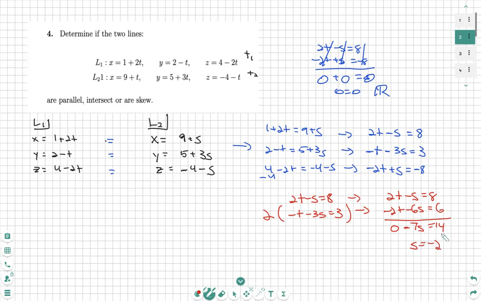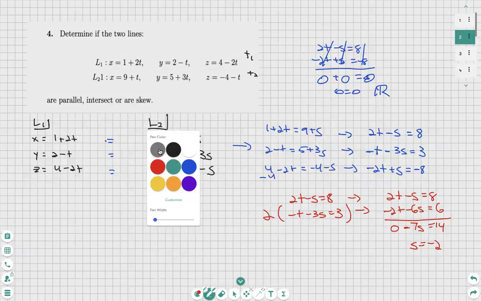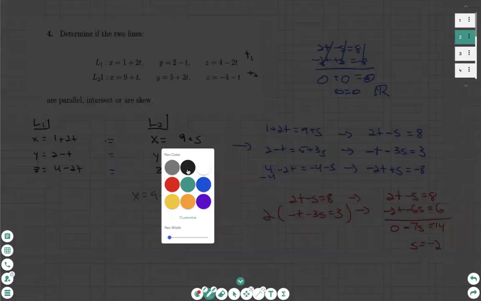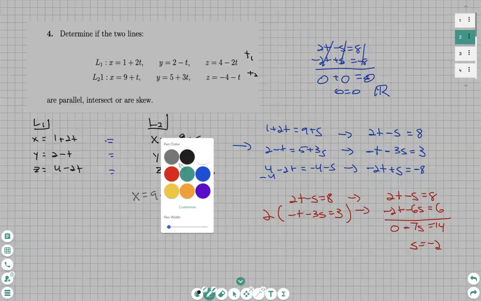Now, when we get to that point, it is very important to realize, well, wait a minute, that doesn't make any sense. S is not what we're solving for. What we need to do now is plug s back into line 2, and we will be able to easily find our intersection point. So we're going to get x is equal to 9 plus, and now we can put in our -2, and we see that x is equal to 7.